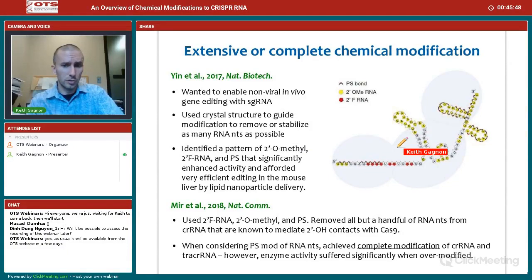They used a crystal structure to try and guide the design. So it's a couple positions, position 2, and then 5 and 6 here in the guide region, those are known to have 2' hydroxyl contacts with the protein. But when they tried to modify them, they lost activity. And then a nice thing about this study, they went on and used this to do lipid nanoparticle delivery of the single guide RNA and do editing in mouse liver.